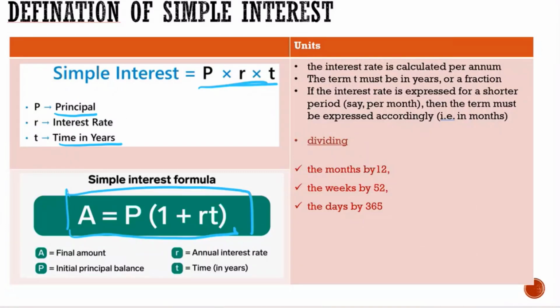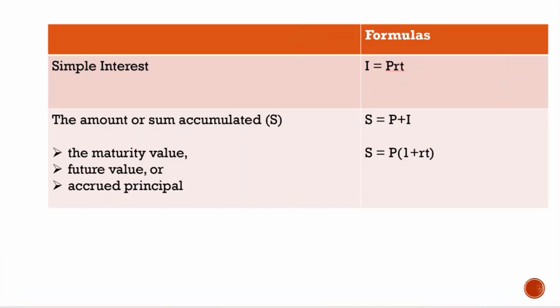That is 365. Okay, here are the formulas that we are going to be working with. The interest is equal to PRT. And we also have what we call the sum that is accumulated, that is your future value. In some contexts, it is written as the principal value. The future value is the principal plus an interest. That's one of the formulas that you can use.